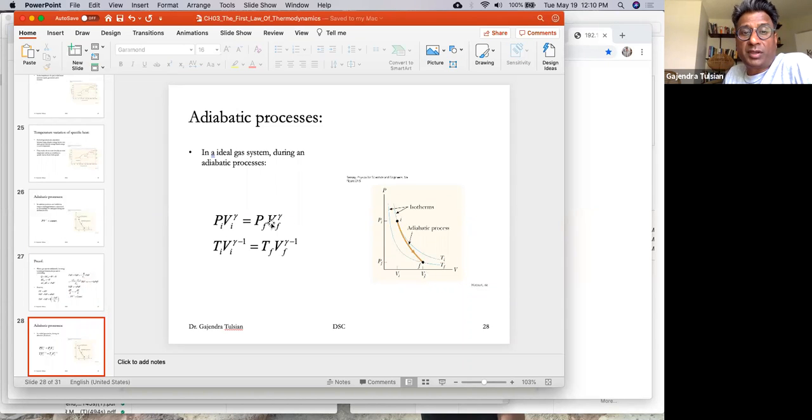So PV to the power gamma is constant, and you can use the ideal gas law and derive this. So TV to the power gamma minus 1 is also constant. Along that curve, TV to the power gamma minus 1 is constant. Remember T is also changing on that curve. T along the isotherm does not change, but along this curve, T is changing.